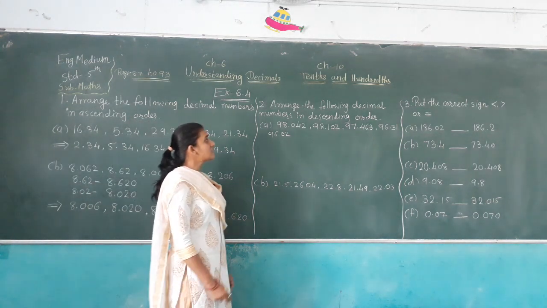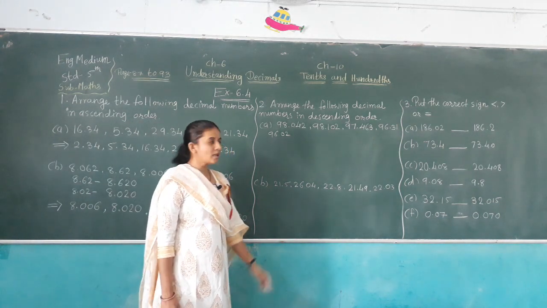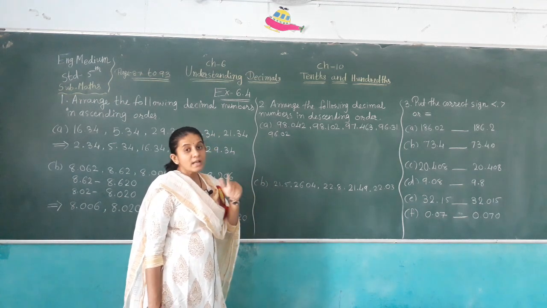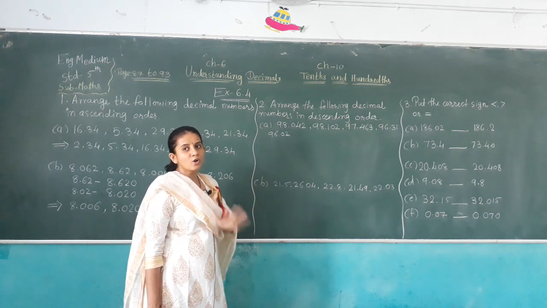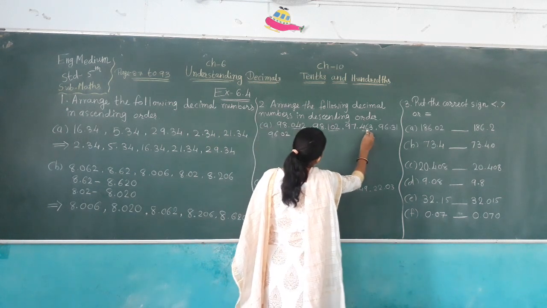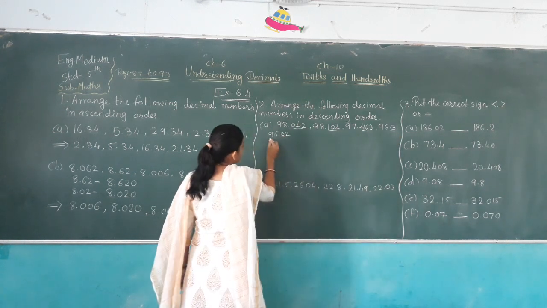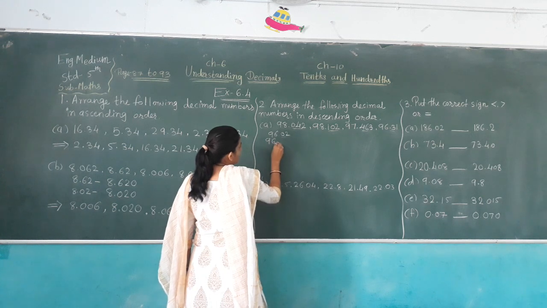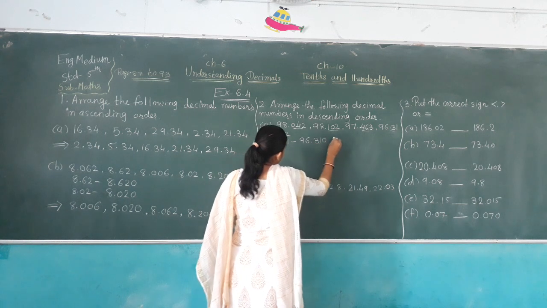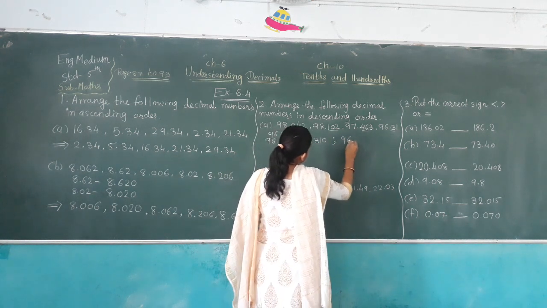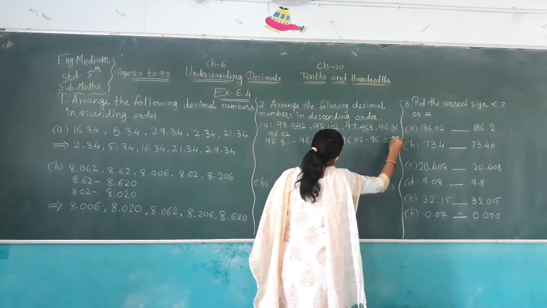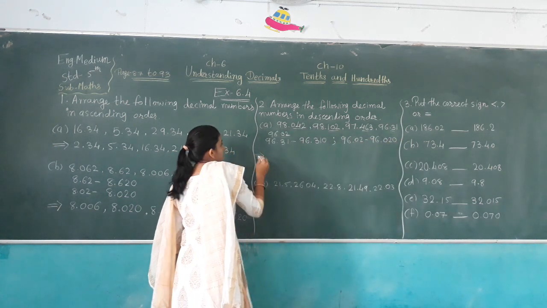Now next question, arrange the following decimal numbers in descending order. Same as before, first convert unlike decimals into like decimals, then arrange in descending order. Descending order means greater number to smaller number. Here 3 digits, 3 digits, 3 digits, but here 2 and 2. So first convert unlike to like: 96.310 and 96.02, so 96.020.